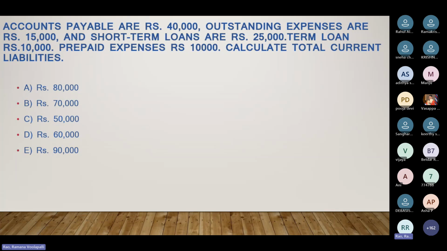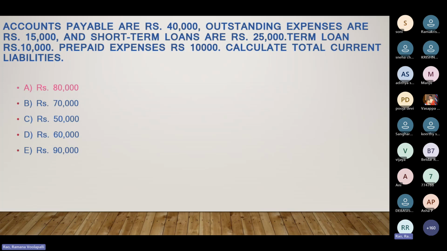So it remains 80,000. Prepaid expenses, again I am repeating, prepaid expenses is current assets only. I am repeating again and again so that you can remember. The answer will be 80,000. Knowingly, I have given the answer 90,000 also so that it can match 80 plus 10, 90.